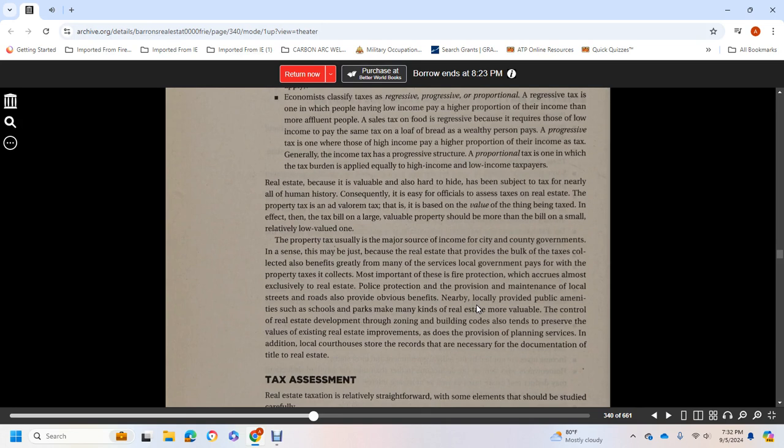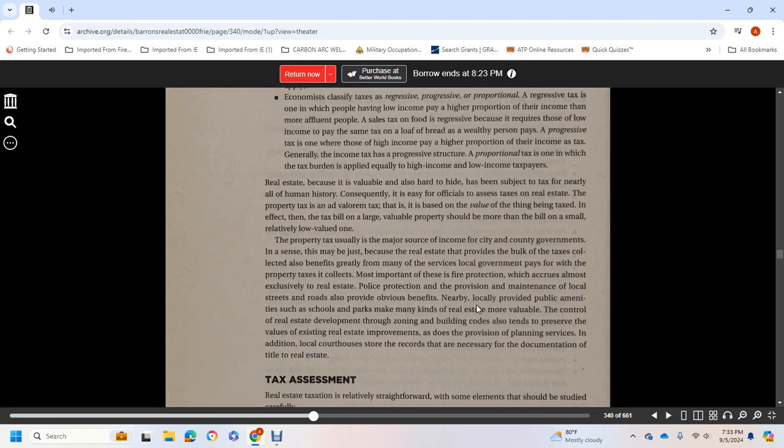Property tax is usually a major source of income for city and county governments. It provides bulk tax revenue for collective services that also benefit the greater community. Among the services local governments pay for with the property taxes collected, the most important is fire protection, which accrues almost exclusively to the benefit of real estate.